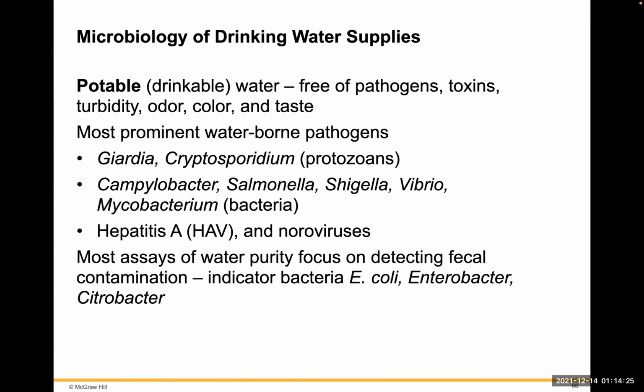The most prominent waterborne pathogens are Giardia, Cryptosporidium, which are protozoans, Campylobacter, Salmonella, Shigella, Vibrio, Mycobacterium. These are different bacteria, along with hepatitis A and noroviruses, which are all present. We have to get rid of those in our potable water. Most assays of water purity focus on detecting fecal contamination, which is indicated by E. coli bacteria or Enterobacter or Citrobacter.